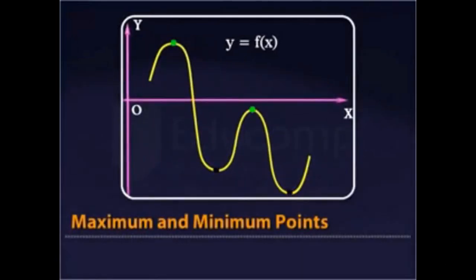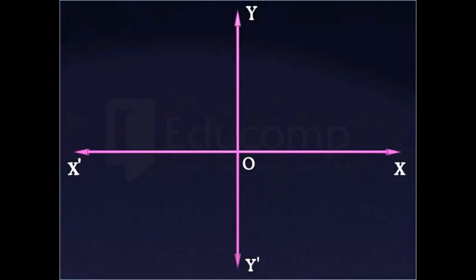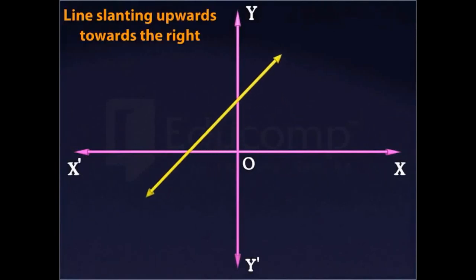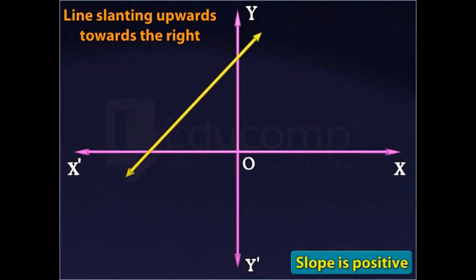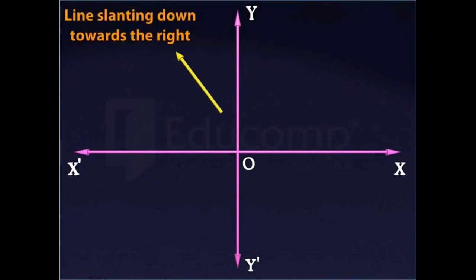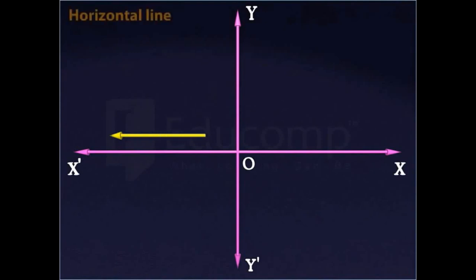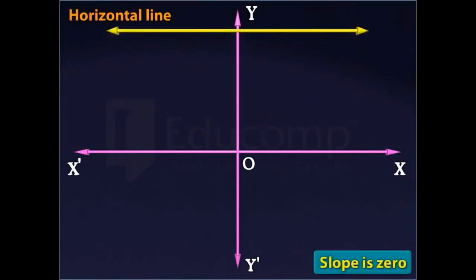Maximum and minimum points. In this module, you will learn about maximum and minimum points of a function. Recall that all lines slanting upwards towards the right have a positive slope, whereas lines slanting downwards towards the right have a negative slope. Also, the slope of horizontal lines is always 0.